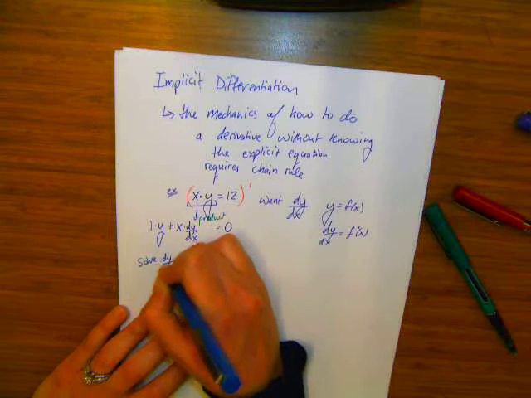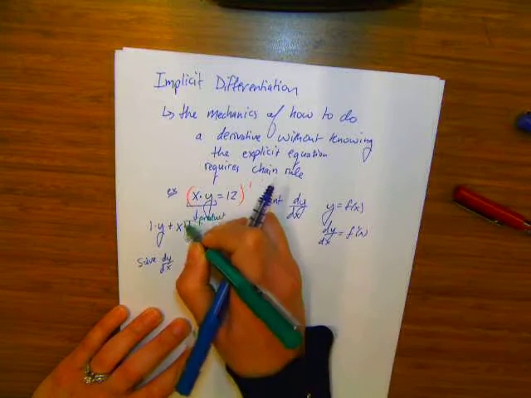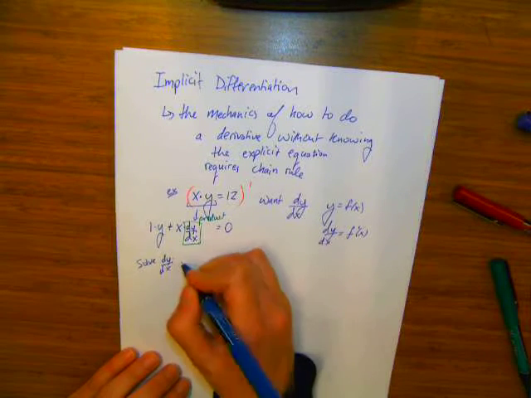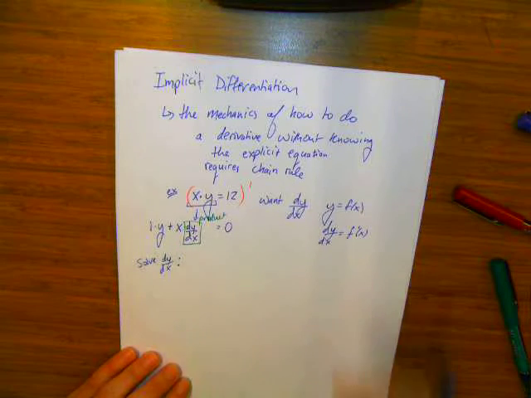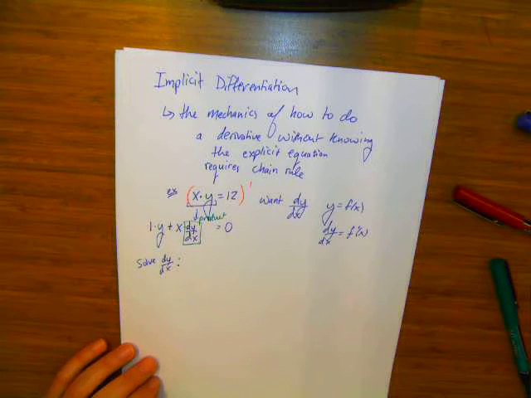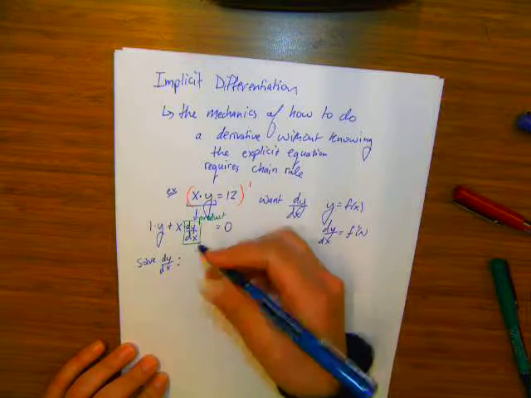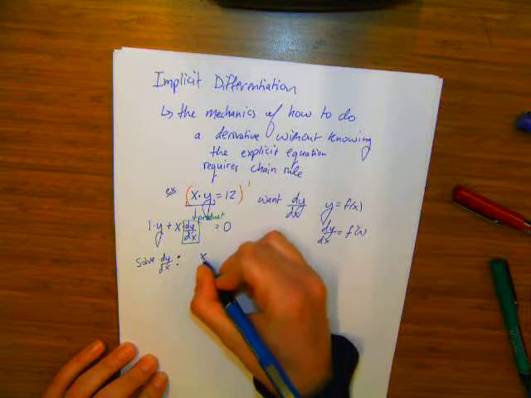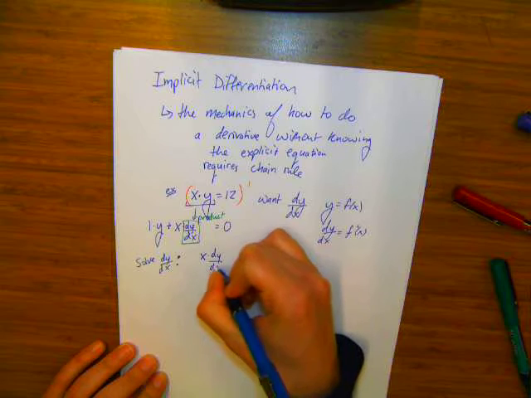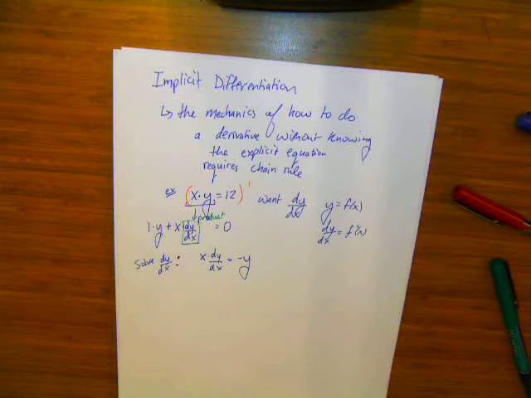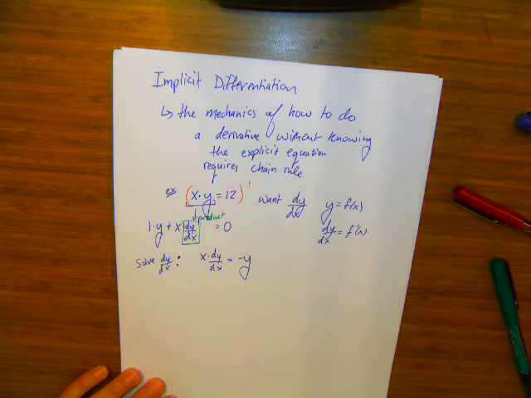What does dy dx equal? I want to get it by itself. I have stuff getting added to it and getting multiplied to it, so what would you do to get the dy dx by itself? We're adding y, so right, subtract the y. And then I'm multiplying it by an x.